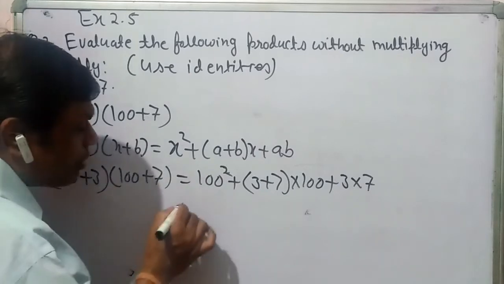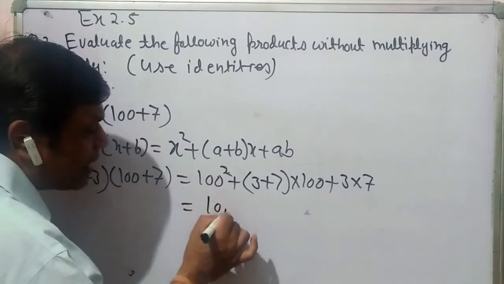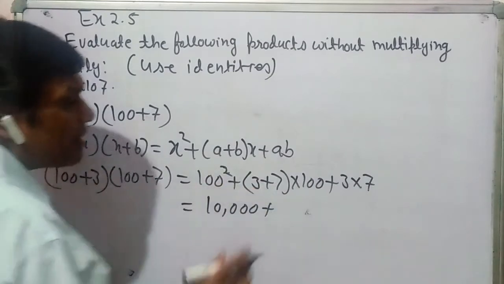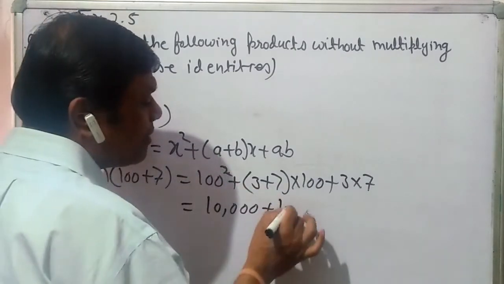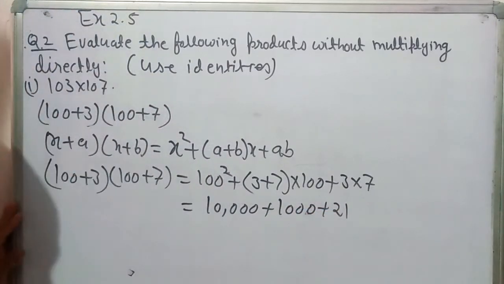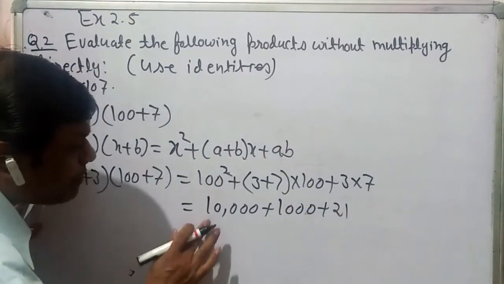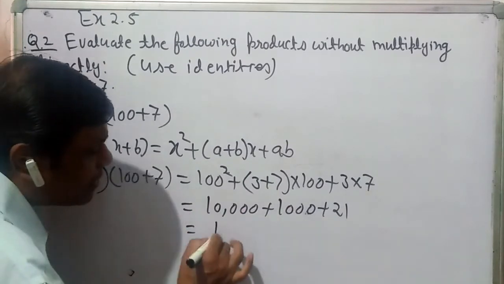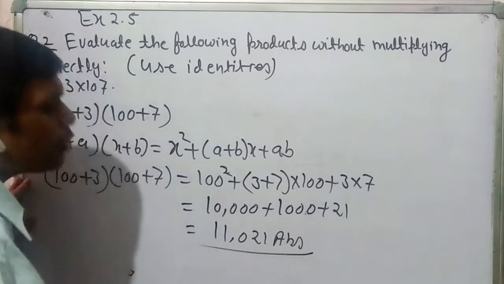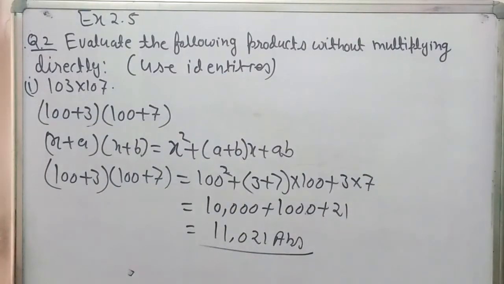Let us work it out. How much is 100 square? That is 10,000. 3 plus 7 is 10. 10 multiplied by 100 is 1000, plus 21. Can we add them up? That should be 11,021. That should be the answer for this first part.